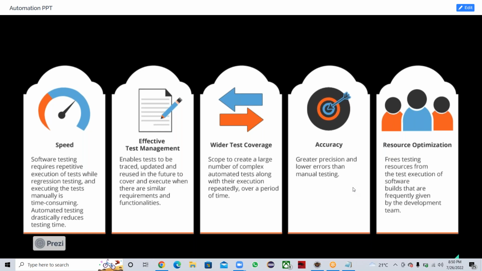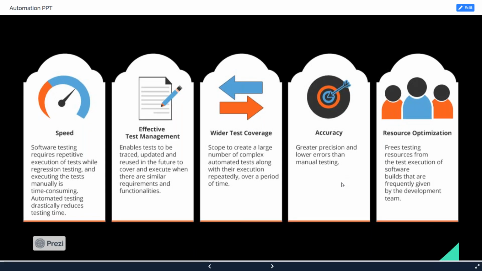Accuracy. Automation scripts work with greater precision and fewer errors than manual testing. We have just discussed resource optimization, right? Because the automation team can work on builds given on a daily basis, whereas the manual team cannot test smoke or regression on a daily build, because it is very difficult for them, as they have a set of daily activities to perform. That is where automation comes into the picture, and it makes their life easier. Clear, everyone?